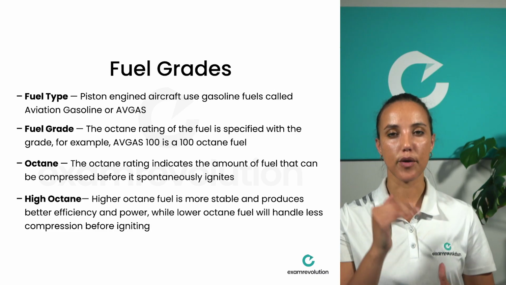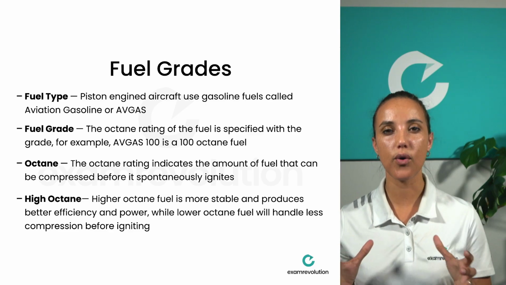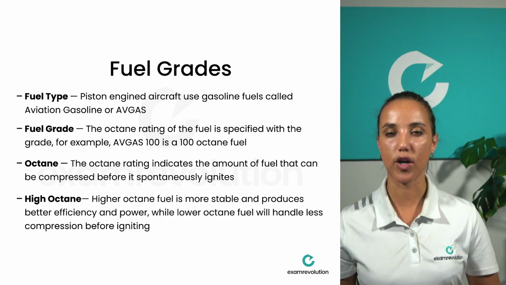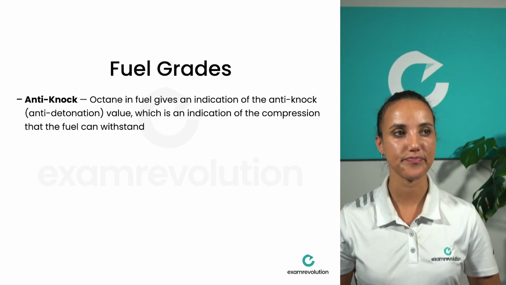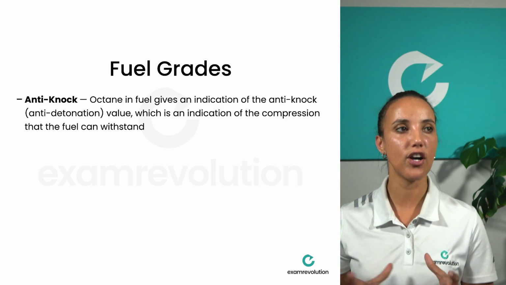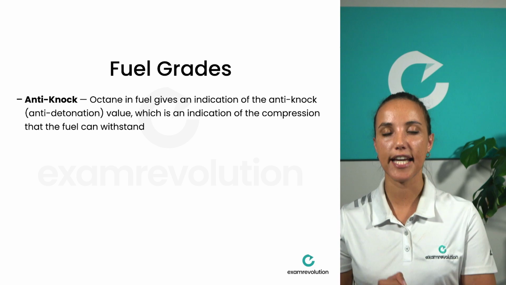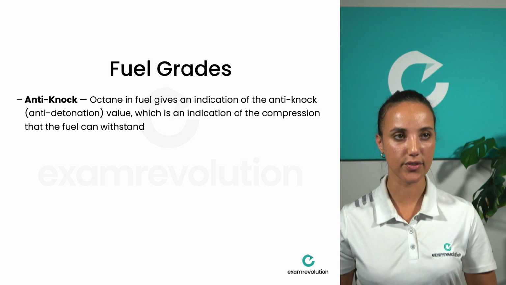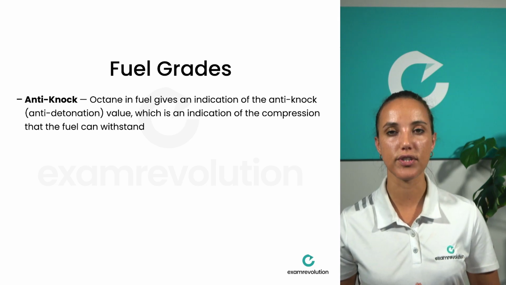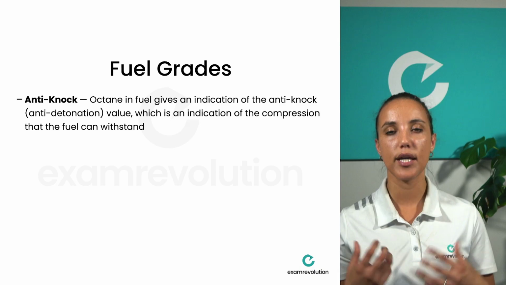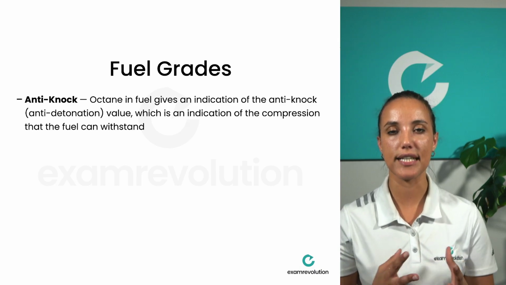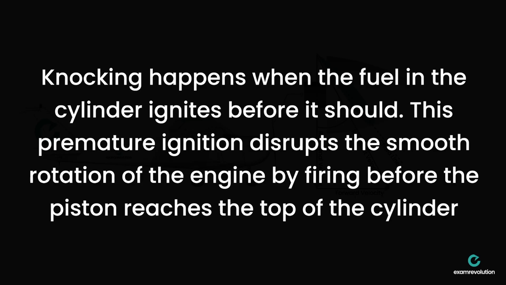Remember that the piston compresses the fuel-air mixture, so if it's a low octane rating, it will ignite before the spark plug goes off, which is not a good situation. So what is anti-knock? Octane in fuel gives an indication of anti-knock or anti-detonation value, which is an indication of the compression that the fuel can withstand. Anti-knock has to do with pre-ignition or detonation, where the fuel ignites before it's supposed to. Knocking happens when the fuel in the cylinder ignites before it should, and this premature ignition disrupts the smooth rotation of the engine by firing before the piston reaches the top of the cylinder.